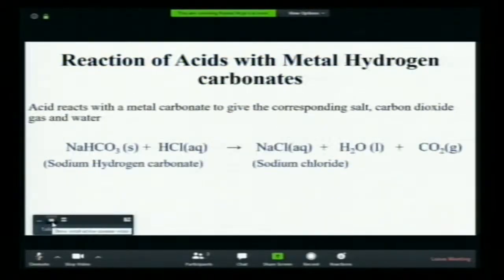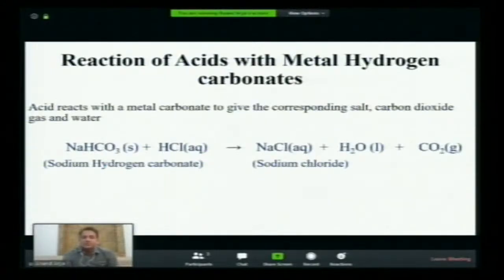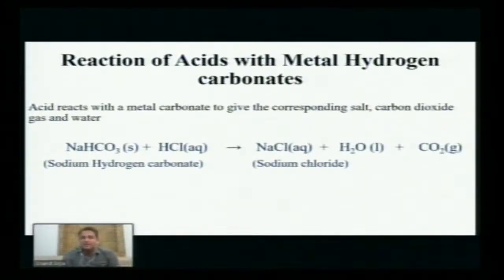Now metal hydrogen carbonates will show a similar type of reaction. What are metal hydrogen carbonates? Metal hydrogen carbonates differ from carbonates in having one hydrogen. They are HCO3 minus. So the sodium hydrogen carbonate, NaHCO3, reacts with hydrochloric acid. Again, it will form the salt, and along with the salt, it will form water molecules with the liberation of CO2. And this CO2 can also be tested by passing it through lime water.